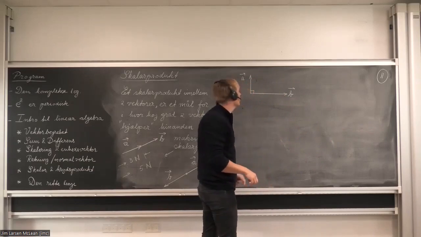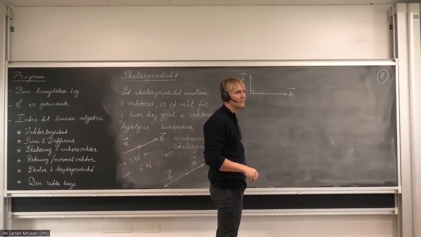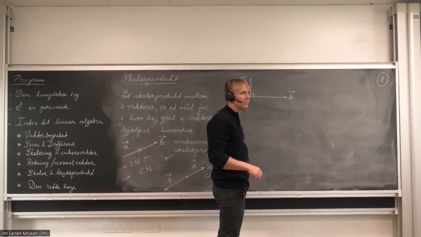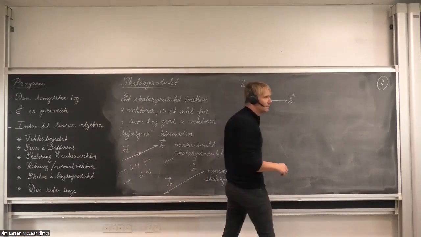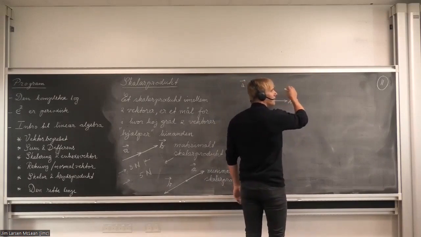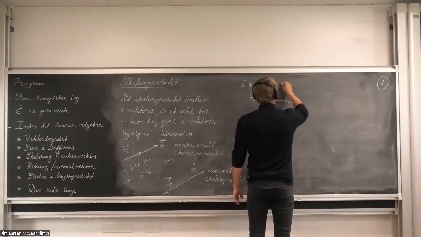In that situation, the dot product would be zero. And that means the two vectors are disregarding each other. So they neither help nor counteract each other. Therefore, the scalar product here is 0.